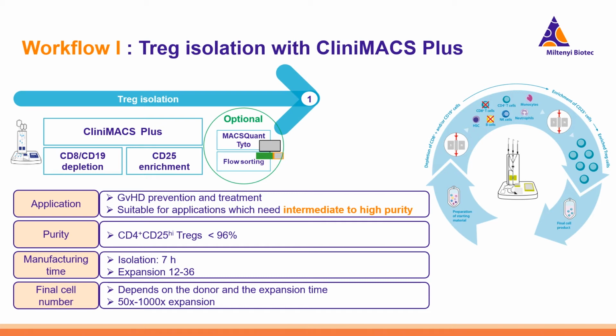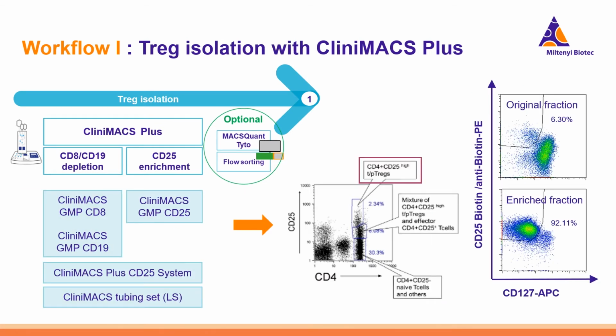and the whole isolation process takes about 7 hours. As I have explained in the previous slide, CliniMACS Plus enables you to first deplete CD8 and CD19 cells and afterward enrich your CD25. It can be followed by sorting, which I would like to talk about more after workflow 2. In the flow cytometer plots, you can see that by getting the high CD25 expressing cells, we can target Tregs, and after enrichment, we reach a purity of around 92%, which is a great number for Treg isolation.